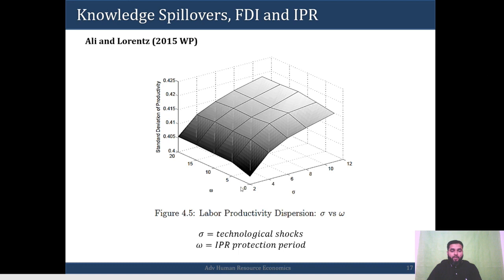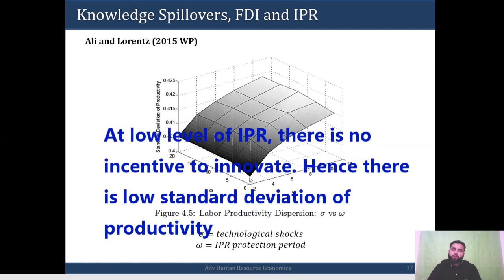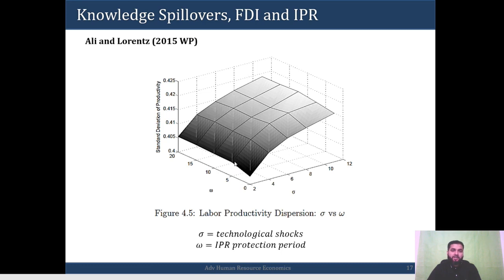When you look at this level, at a very low level of intellectual property right protection, when innovation level is also very low, the standard deviation is also very low. So every firm is very similar in this context. When you increase the protection period, then you can see that there is a slight increase in the standard deviation of productivity. So in a way, IPR is increasing the differences in productivity between firms. This is what was expected as well, but the interesting thing is that after this 5 periods, there is no effect at all. So 5 is the good amount of protection in this model. After five periods, there is no effect at all. There is just a straight line. No matter how much protection you give, it is just a straight line, right?